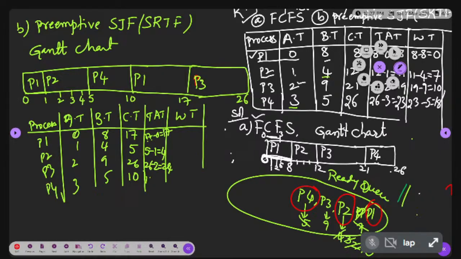Note down the waiting time, and write down average waiting time and average turnaround time. The same way, waiting time equals turnaround time minus burst time.